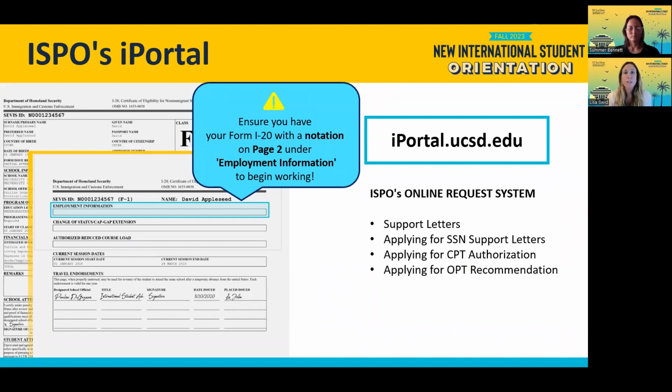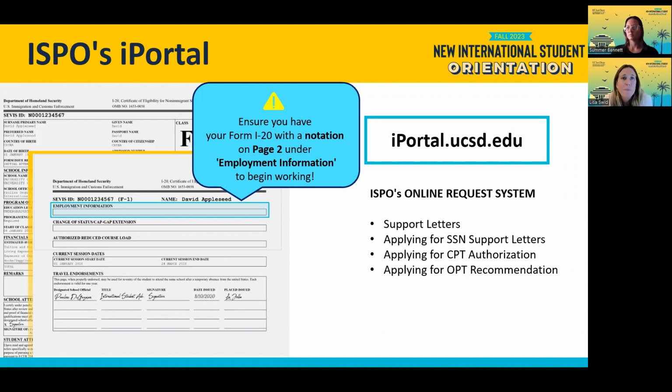Visit iportal.ucsd.edu. That is where you would apply for the employment related documents. So you should be familiar already with iPortal. That's how you requested your I-20, and that's where you make the request for anything really from our office. So your employment authorization, for support letters, for CPT authorization, for the OPT recommendation.